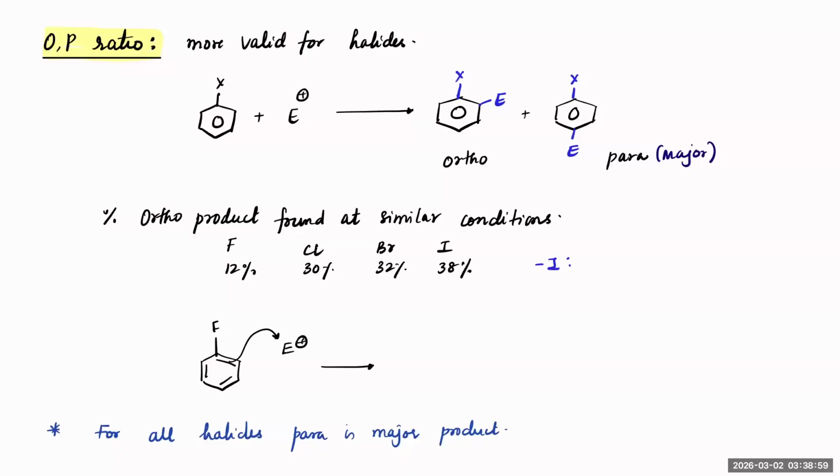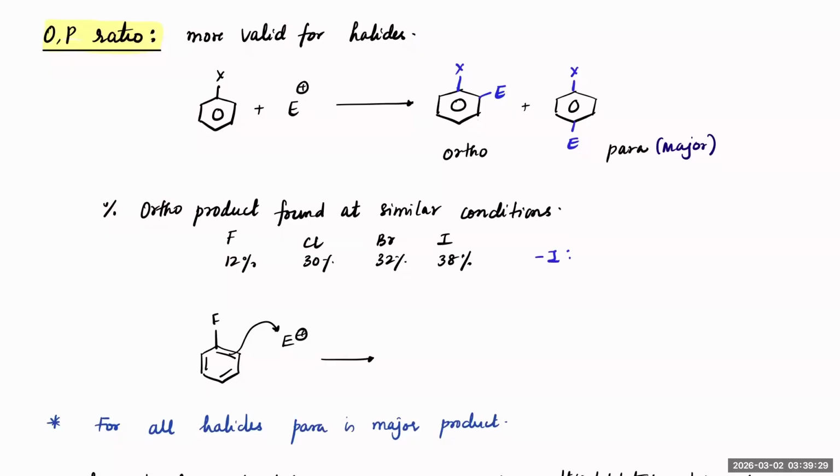Next important concept in this benzene is the OP ratio, the ortho-para ratio. That is, if you have any X group and an electrophile has been added, where does this electrophile go? The electrophile can go at the ortho position or para position if it is an OP directing group, correct? But whether the ortho becomes major or the para becomes major, how do we assess this?